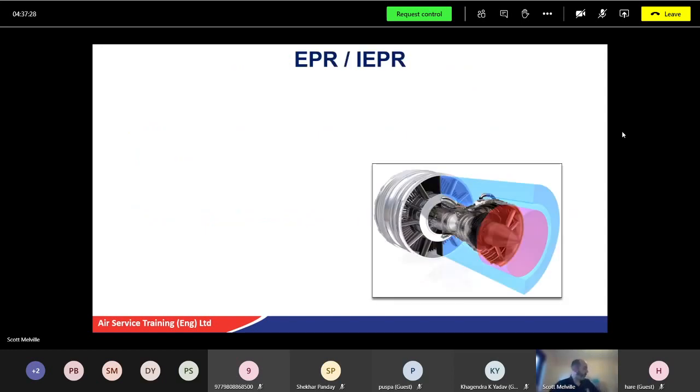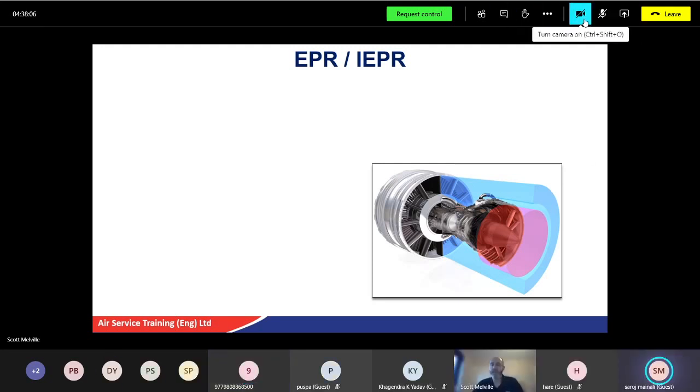EPR, IEPR, we should all be happy with that one now, I think. I'll just go check on that. What was the difference between EPR and IEPR? Engine pressure ratio. Yeah. And IEPR is integrated engine pressure ratio. Yeah, that's what they are. So what's the difference between the two of them?